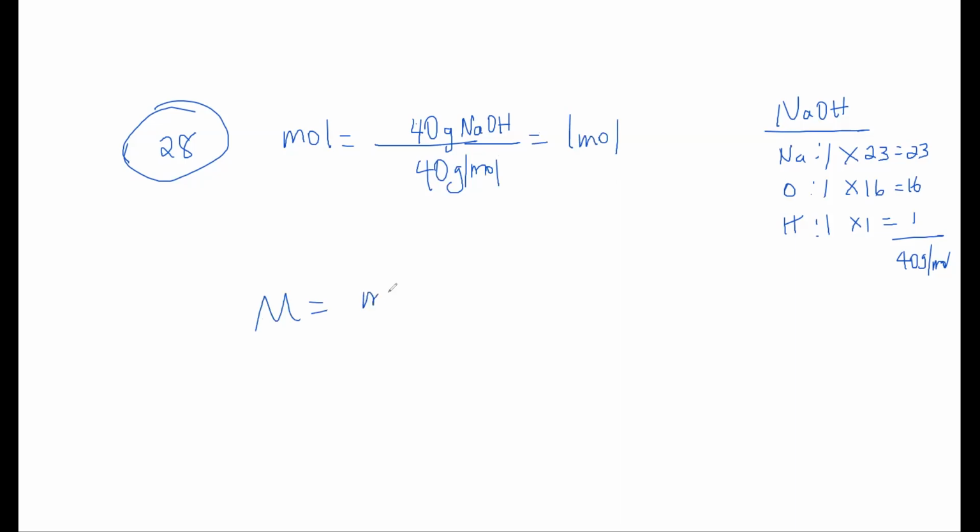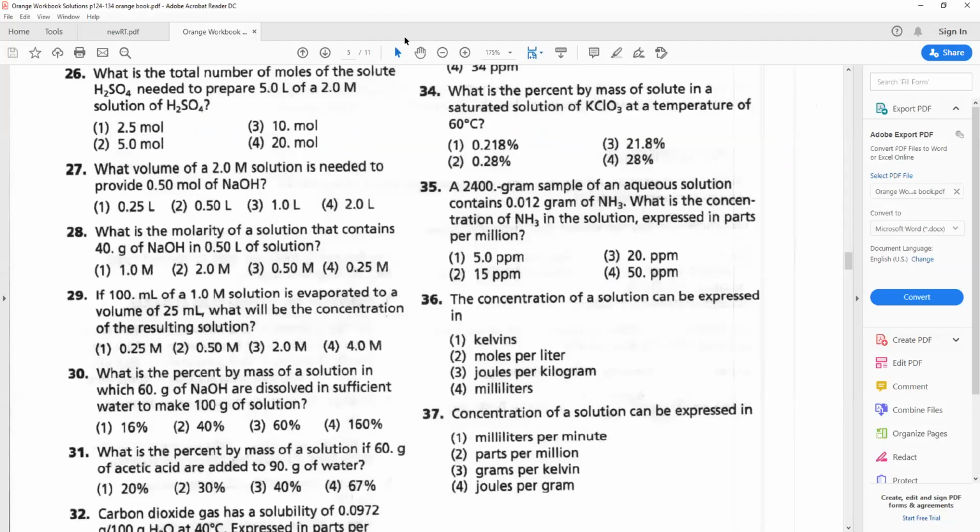Molarity is moles over liters. How many moles did I calculate? 1 mole. How many liters? Well, we had 0.5 liters. So 1 divided by 0.5 is a molarity of 2. Let's go back over here. So the answer is 2.